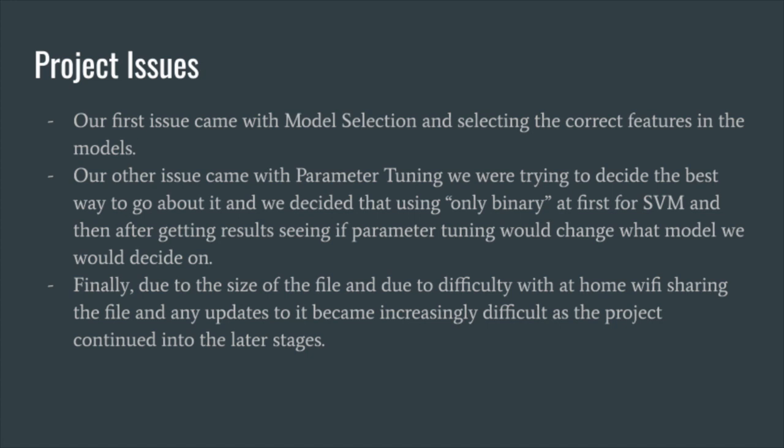Finally, due to the size of the file and due to the difficulty with at-home Wi-Fi, sharing the file and any updates to it became increasingly difficult as the project continued into its later stages. One way we solved this was by sharing snippets of the code, meaning that we would share the SVC part or the KNN part or a parameter tuning aspect of it so that we could edit that, finalize that, make sure it looked good, and then add it to the master file later so we didn't have to deal with the increasingly large file at a home Wi-Fi where it's not as strong as where we're at school.